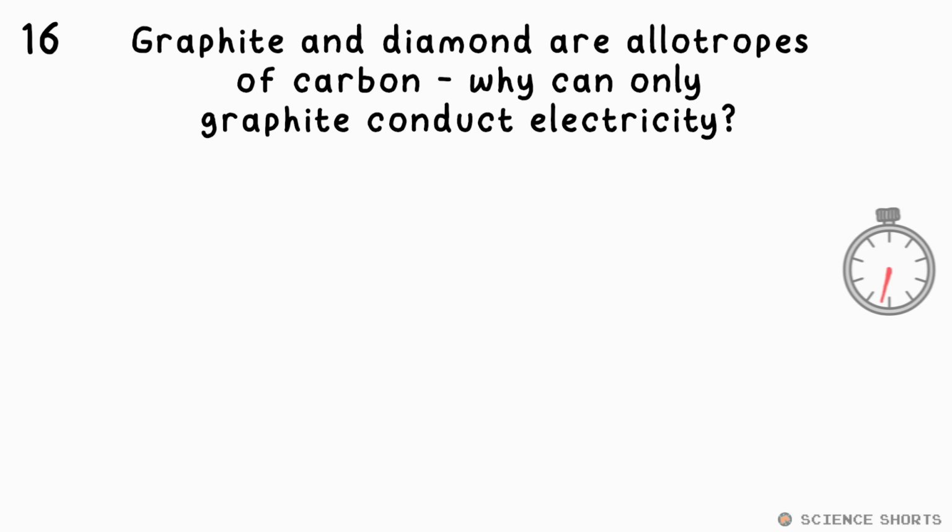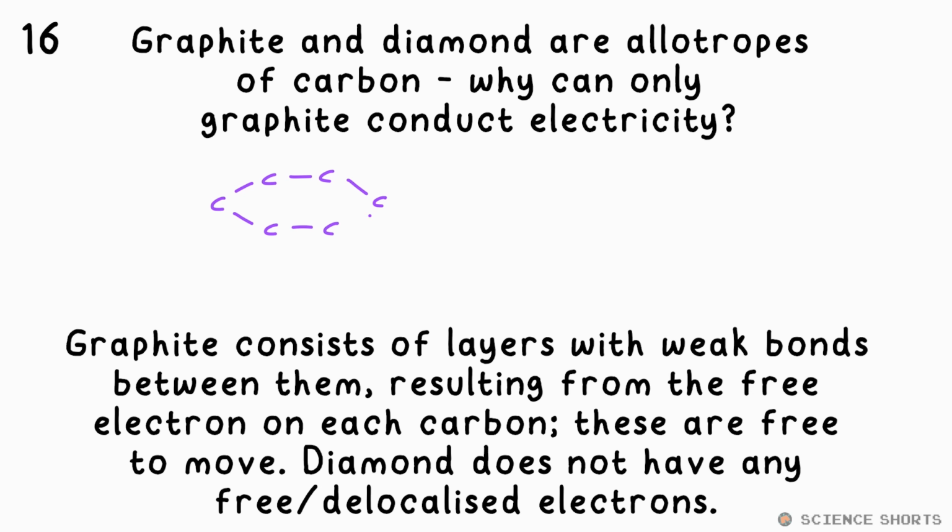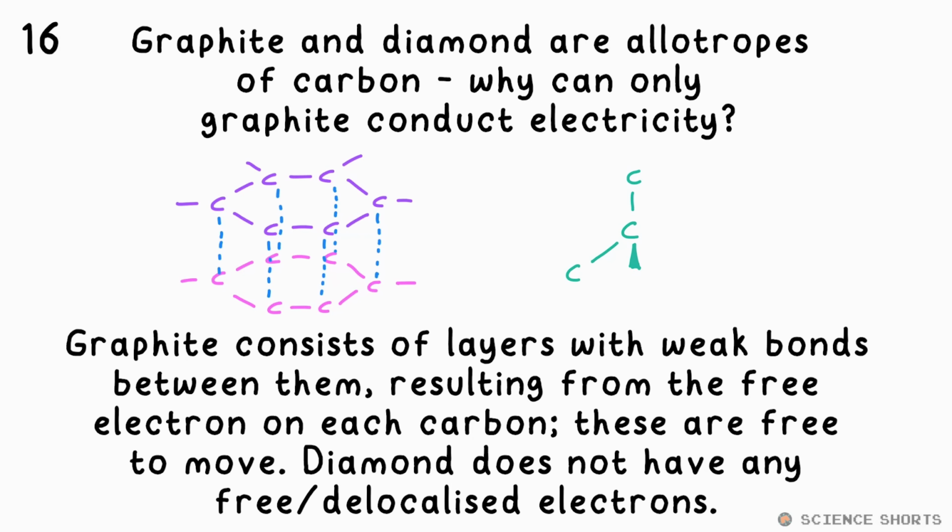How can graphite conduct electricity but diamond cannot, even though they're both giant covalent structures and allotropes of carbon? Graphite consists of hexagonal layers of carbons making 3 covalent bonds each. The 4th unused delocalized electron on each carbon forms weak bonds between the layers. These electrons are able to move between the layers to conduct electricity. Diamond is made of carbons with 4 covalent bonds each. There are no electrons free to move.